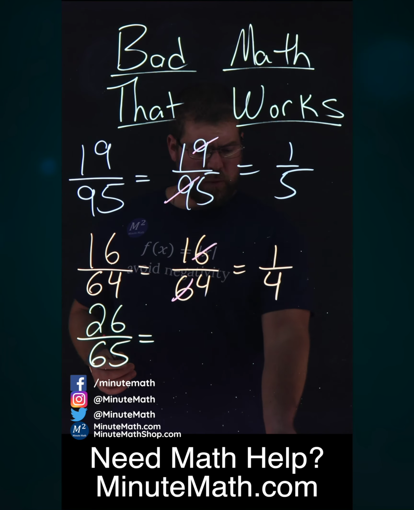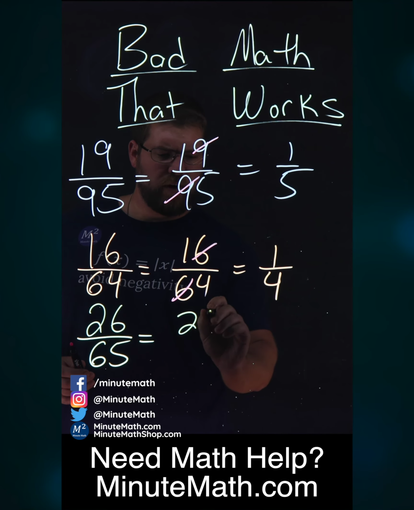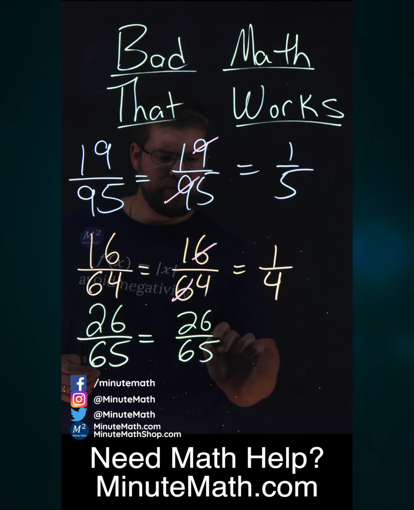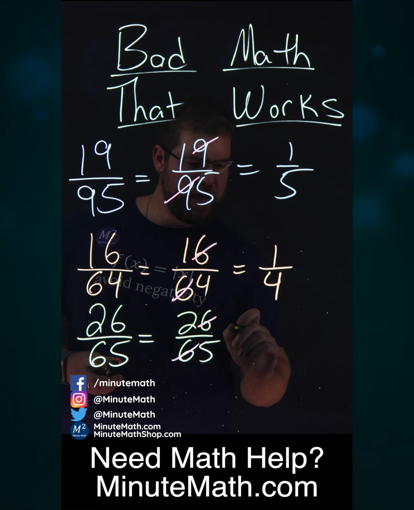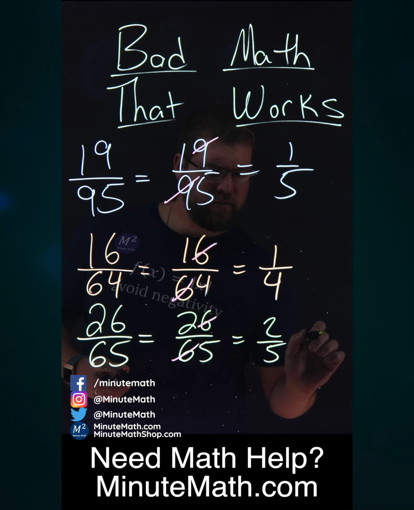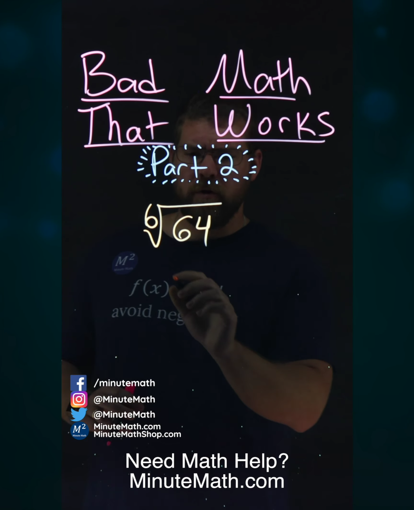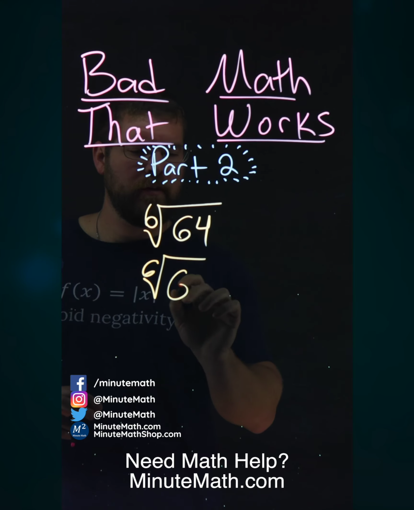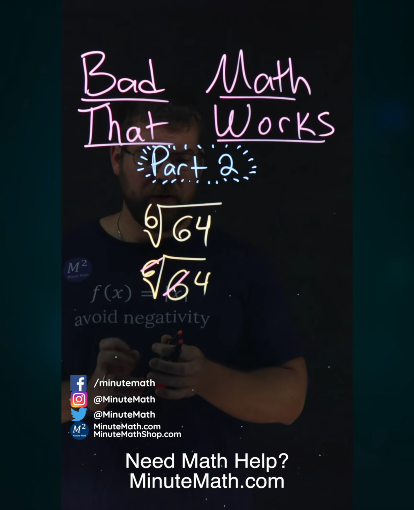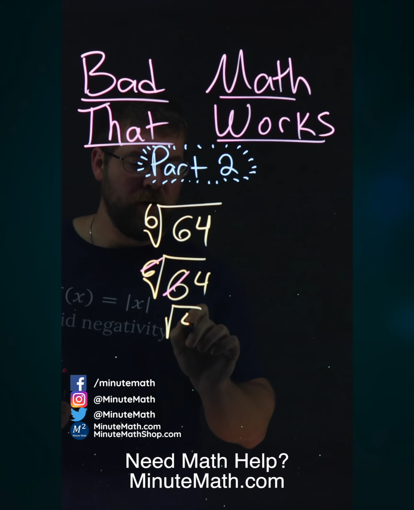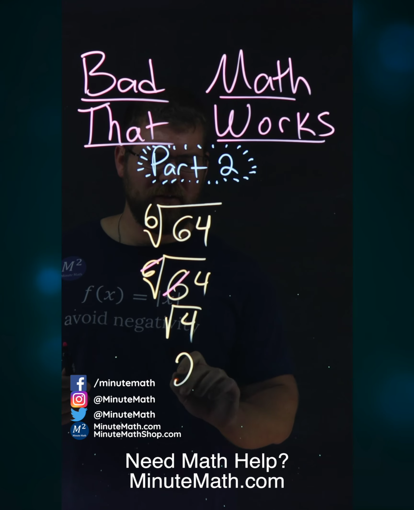Lastly, here I got 26 over 65, so let's rewrite that, 26 over 65. Let's go back to the 6's, cancel that out, and we're left with a 2/5. We got the square root of 64. If we rewrite this, square root of 64, one thing we notice here is that we can just cancel the 6's out. Now we're left with the square root of 4, which we all know is a 2.